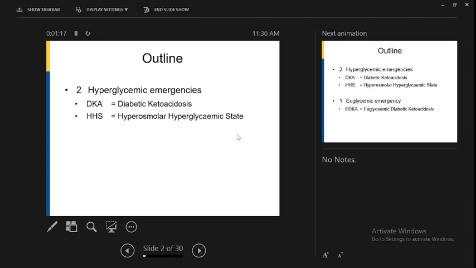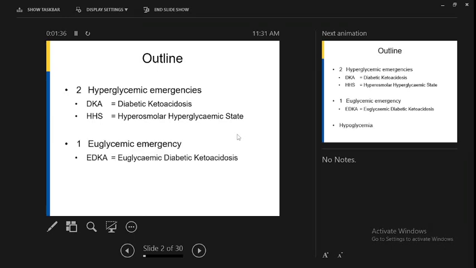One is diabetic ketoacidosis. The second one is the hyperosmolar hyperglycemic state, which some of you may know by the previous terminology of hyperosmolar non-ketotic coma, but the newer terminology is hyperosmolar hyperglycemic state.